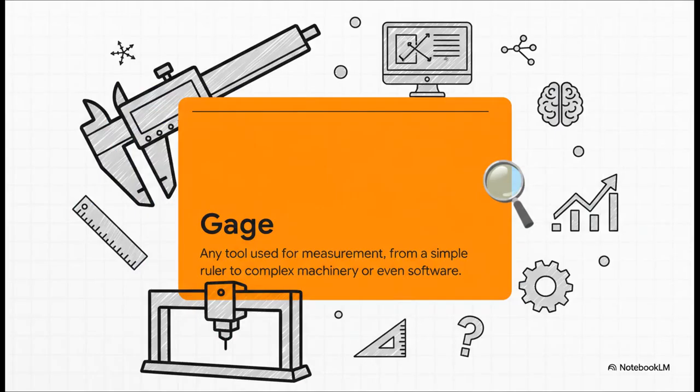And hey, when we say the word gauge, please don't just picture some old-school physical tool. In the world of MSA, a gauge is anything that gives you a measurement. Yeah, it could be a pair of calipers, but it could also be a multi-million-dollar machine or even a piece of software that analyzes an image. The principles we're talking about here, they're totally universal.